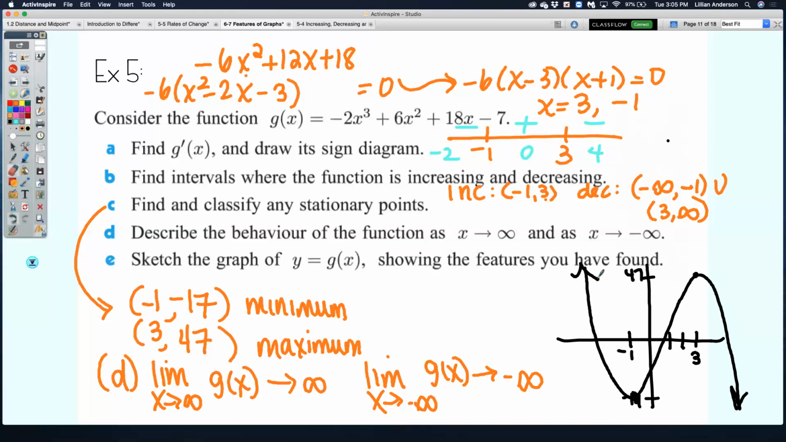I can even include a y-intercept. What's my y-intercept? Plug 0 into the original. There we go. I can also use the remainder theorem if I wanted to find the zeros, but it's a sketch, not a draw. Don't forget about those things as well.